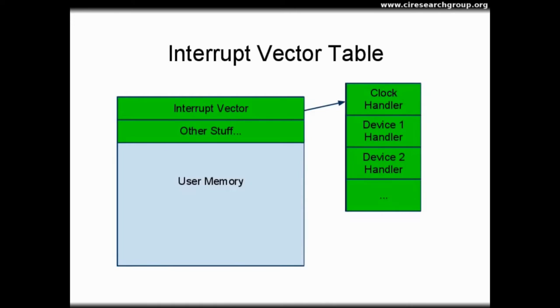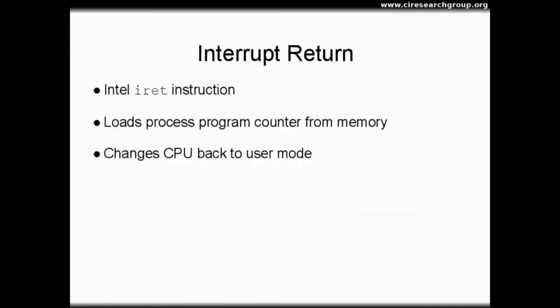So the interrupt vector is always mapped into the kernel part of memory. It's always available at all times so that the kernel can go and look up interrupt information whenever is necessary. An interrupt is processed by branching the program counter to the interrupt handler, executing the interrupt handling code, and then at the end of the interrupt handling code, there'll be an instruction to return from the interrupt. In the Intel assembly language, this is the IRET instruction, which loads the process program counter back from memory. It pops the stack to get the original program counter back, and goes ahead and changes the CPU back to user mode. So it removes the privilege escalation. The interrupt handling mechanism is thus able to handle events from hardware devices without having to poll each device individually.